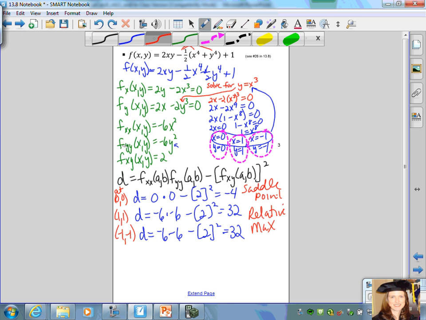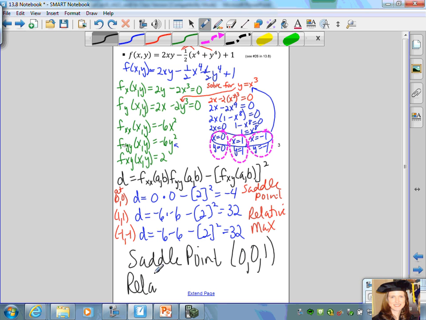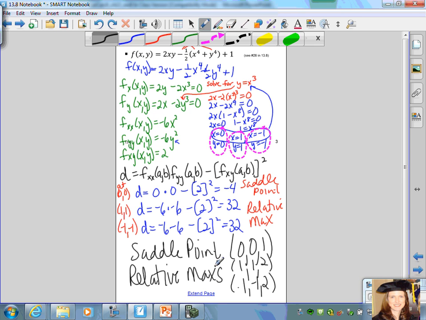So our final points, our saddle point is when x is 0, y is 0, and then if you plug in 0 and 0 into the original equation, you can get the z value. That's the point in space. And then for the relative maxes, the points (1, 1), if you plug that in and simplify, you get the z value. And for (-1, -1), you've got your 3 points. You've got 1 saddle point and 2 relative maximums.